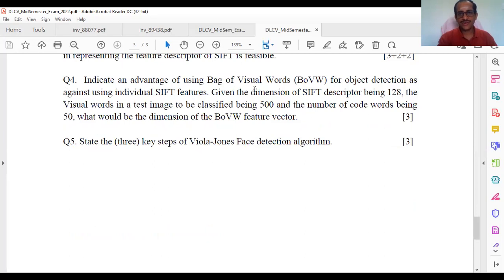Then here there is a good confusion. I think for bag of visual words, you have written reasonably fine. It appears that at least some of you have captured what a bag of visual words is. But on the dimension of the bag of visual words, many of you have made a mistake. See, the SIFT vector dimension is 128, and the visual words are 500, code words are 50. What would be the dimension of the bag of visual words feature vector? What do you think? Any answer for this? What do you think is the dimension of the bag of visual words vector?